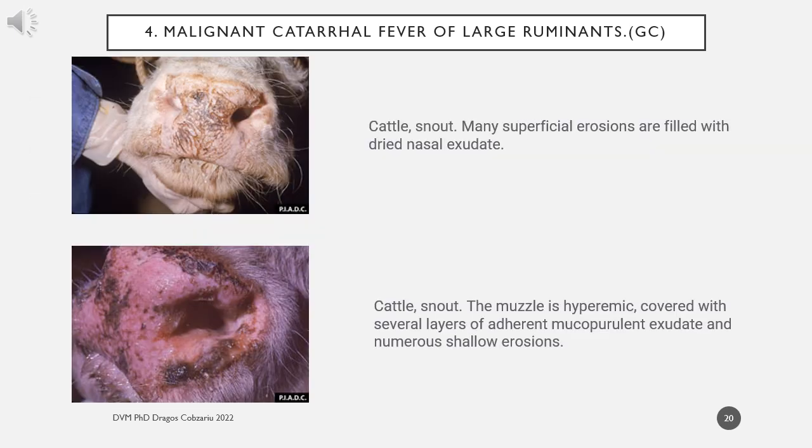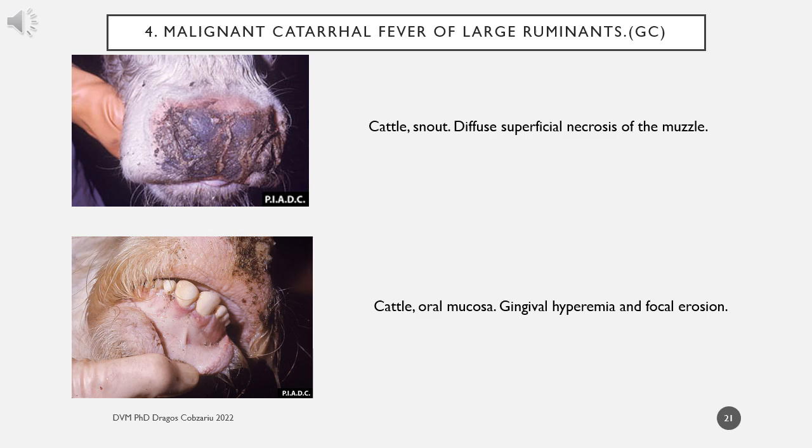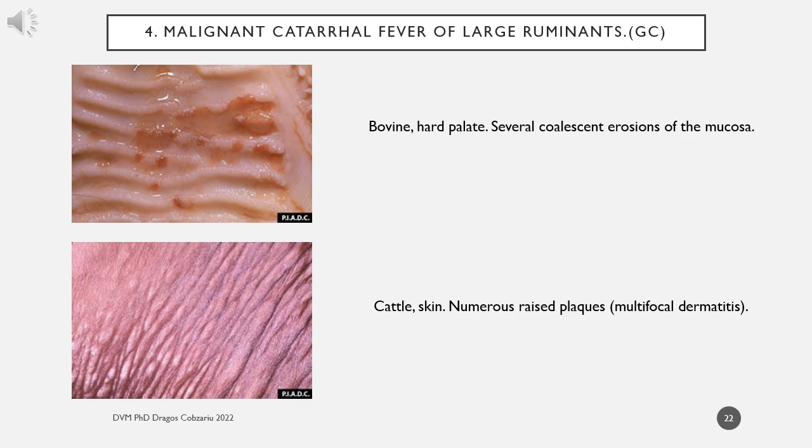Cattle, snout. Many superficial erosions are filled with dried nasal exudate. Cattle, snout. The muzzle is hyperemic, covered with several layers of adherent mucopurulent exudate and numerous shallow erosions. Cattle, snout. Diffuse superficial necrosis of the muzzle. Cattle, oral mucosa. Gingival hyperemia and focal erosion. Bovine, hard palate. Several coalescent erosions of the mucosa.